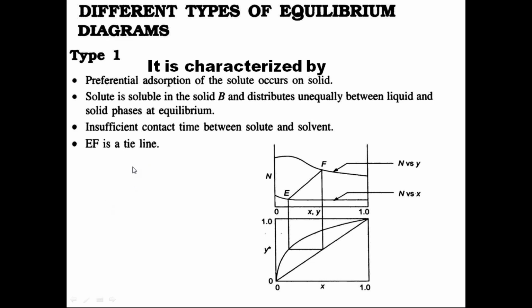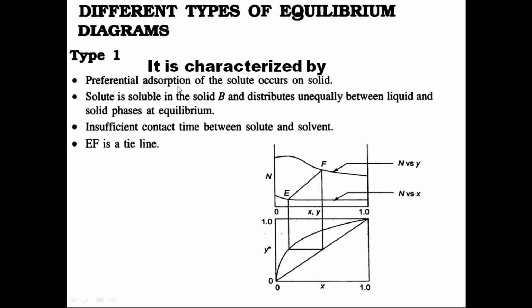So if there is no adsorption of the solute back into the solid phase, then Y should be equal to X. Otherwise, if adsorption is there, you find there is a difference between Y and X. Therefore, type 1 is characterized by these things.